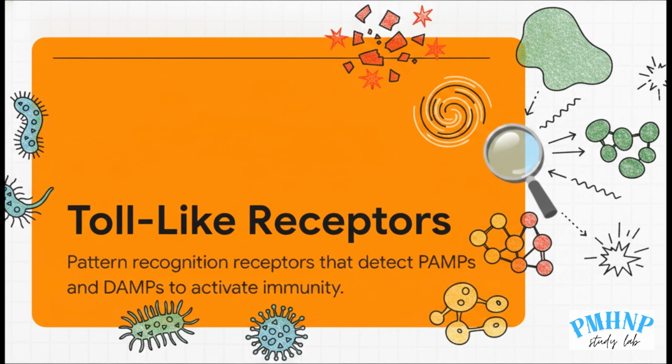Toll-like receptors, or TLRs, are the crucial bridge between that innate and adaptive immunity. Why? Because they're pattern recognition receptors that detect PAMPs, those are molecules found on pathogens, and DAMPs, which are danger signals released from your own injured cells. The second they detect these, they trigger the cytokine release that kicks your whole immune response into high gear.